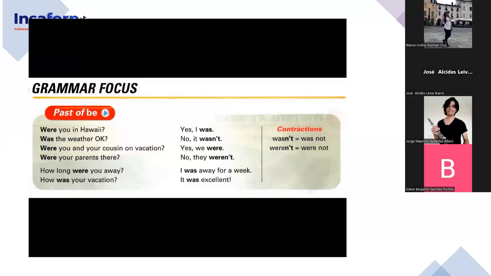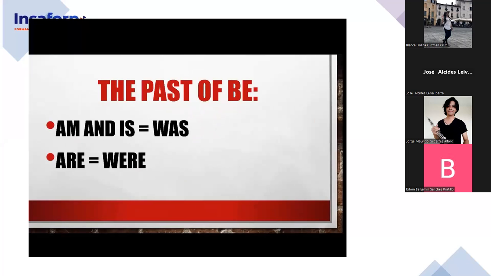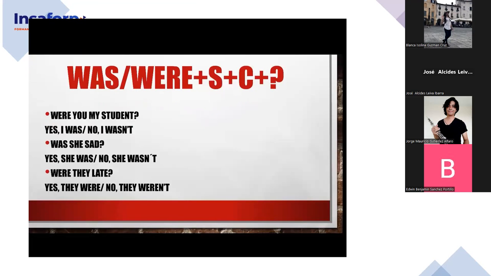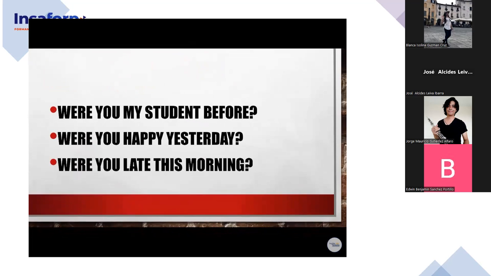Contractions. Wasn't equals was not. Weren't equals were not. The past of be: is, was; are, were. To ask questions using the past of be, we do it this way: was or were, plus subject, plus complement, plus question mark. Were you my student? Yes, I was. No, I wasn't. Was she sad? Yes, she was. No, she wasn't. Were they late? Yes, they were. No, they weren't. Remember, we use be to express feelings, conditions, states, and descriptions, either in present or past. Now you try answering the following questions. Were you my student before? Were you happy yesterday? Were you late this morning?